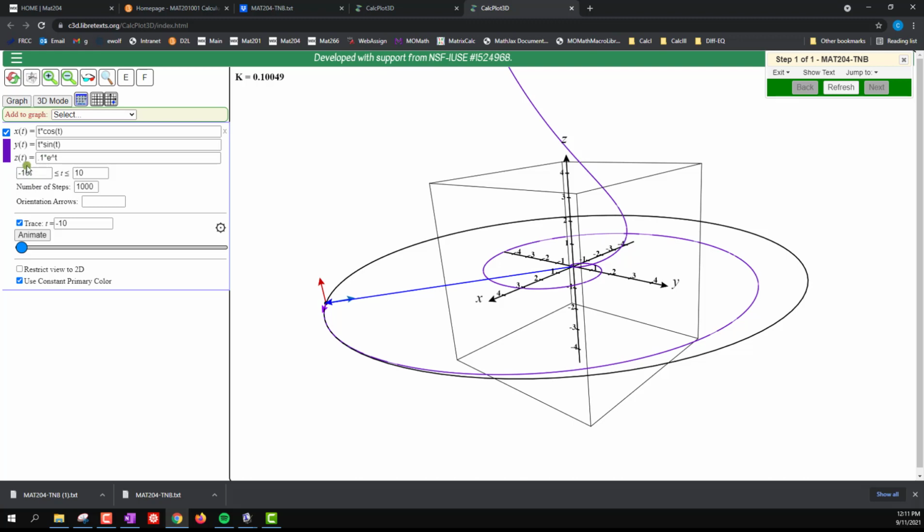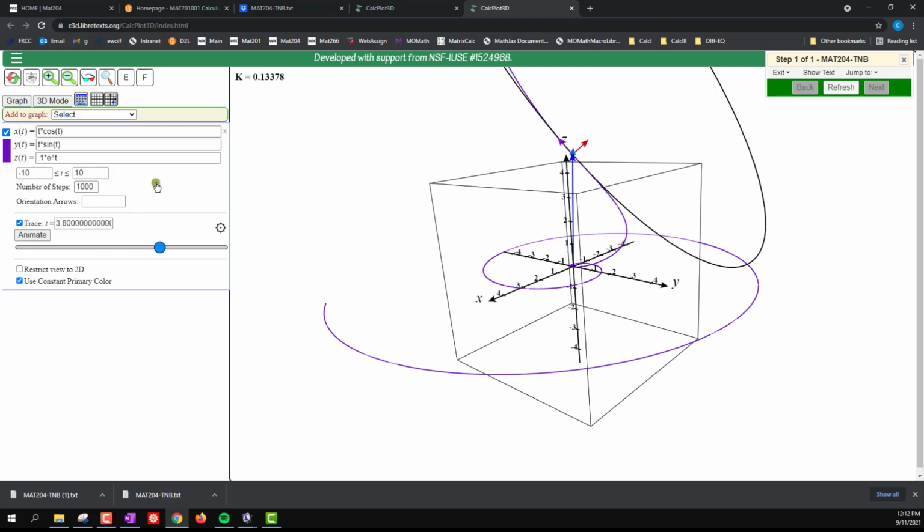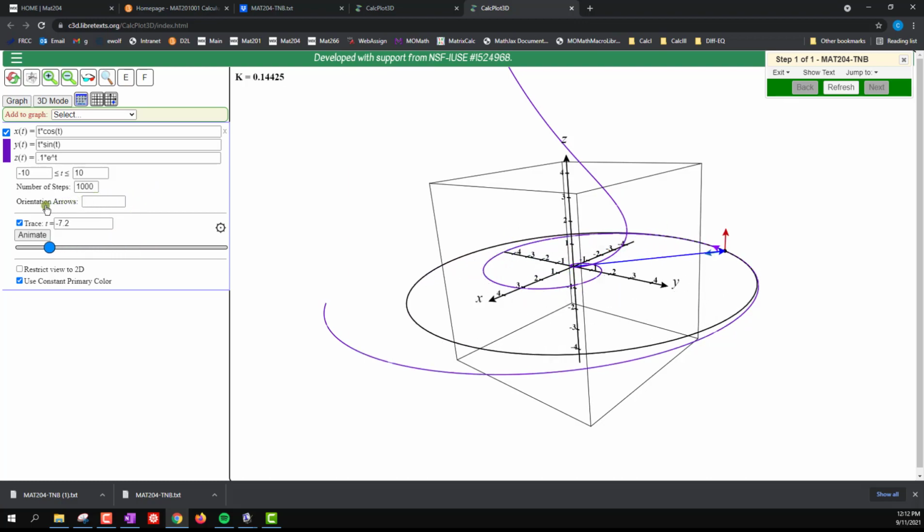You can see that time is set up to go from -10 to 10, and you can adjust that, but I felt this was a good viewing window. The next thing I want everyone to do is just slide this slider along and see what's happening here. So pause the video and take a few minutes to play around with this and see what's going on, and then we'll talk about it more.